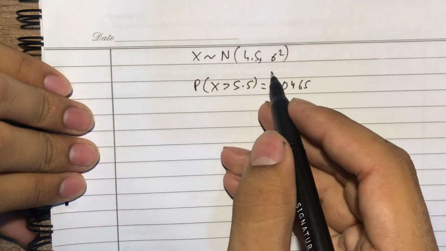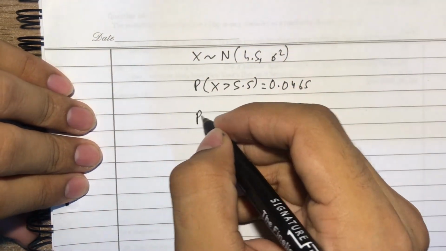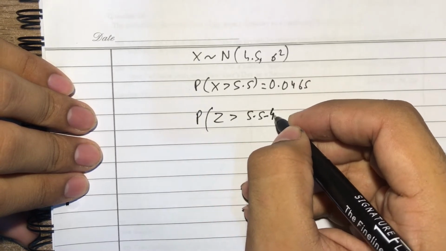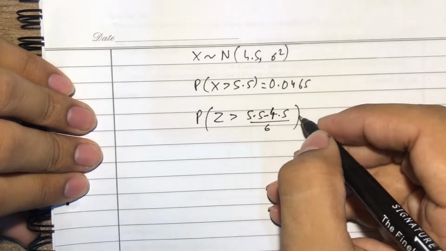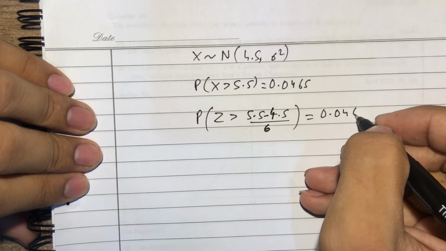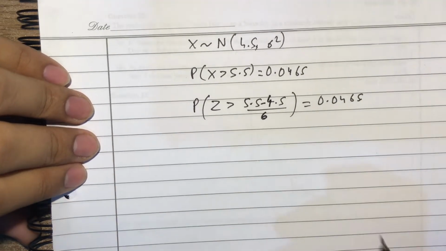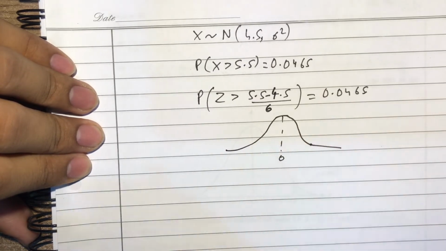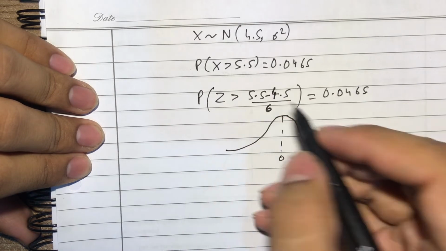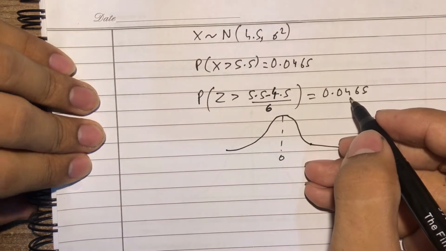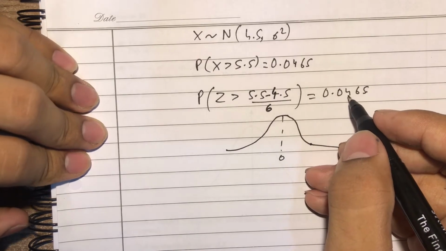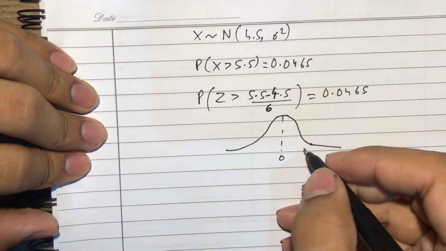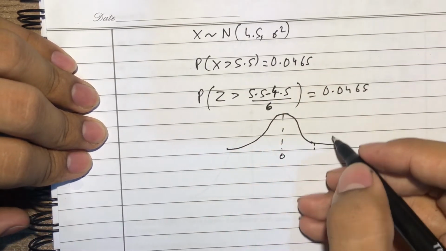So this is a non-standard normal distribution. I'll convert it to standard form. So the probability of z is greater than (5.5 minus the mean, that is 4.5) upon the standard deviation, and this probability is equal to 0.0465. So if I go into a normal distribution curve, that is the standard one, the mean is 0. So this value will be towards the right of 0 because the probability is less than 0.5. The probability of z greater than that is less than 0.5, so it will be somewhere over here, right?